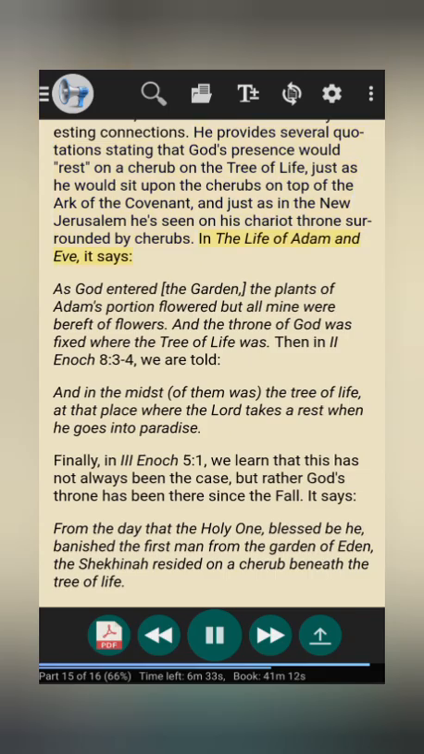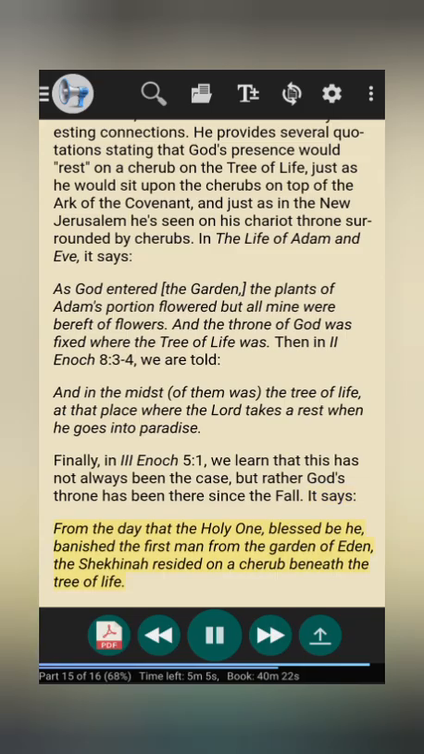In the Life of Adam and Eve, it says, "As God entered the garden, the plants of Adam's portion flowered, but all mine were bereft of flowers. And the throne of God was fixed where the tree of life was." Then in 2 Enoch 8:3-4 we are told, "And in the midst of them was the tree of life, at that place where the Lord takes a rest when he goes into paradise." Finally, in 3 Enoch 5:1, we learn that this has not always been the case, but rather God's throne has been there since the fall.